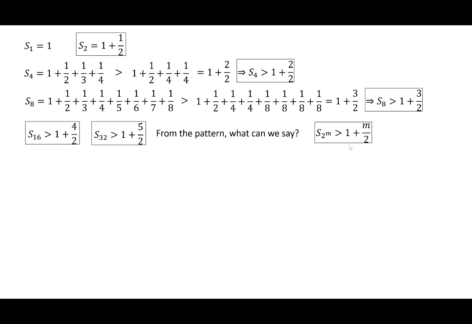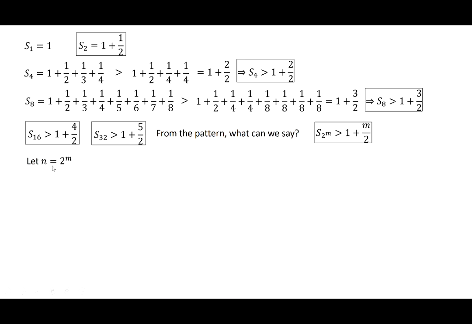Yeah, in a way, right? We now got an expression for S sub 2 to the m that is apparently greater than 1 plus m halves. We cannot say equal to what, but at least we know that this quantity is greater than 1 plus m halves. So I'll do one more thing. What if I let n be equal to 2 to the m?